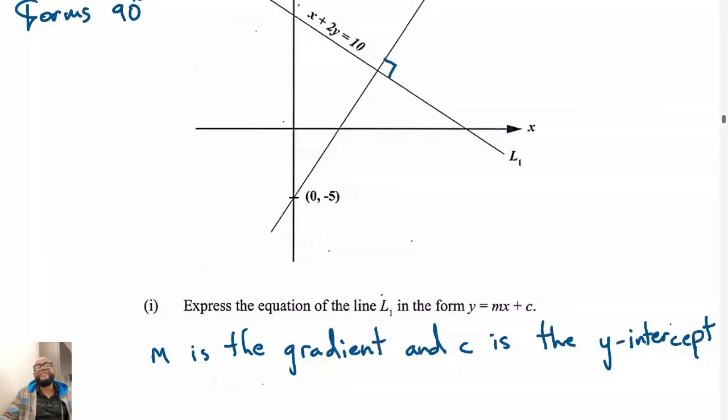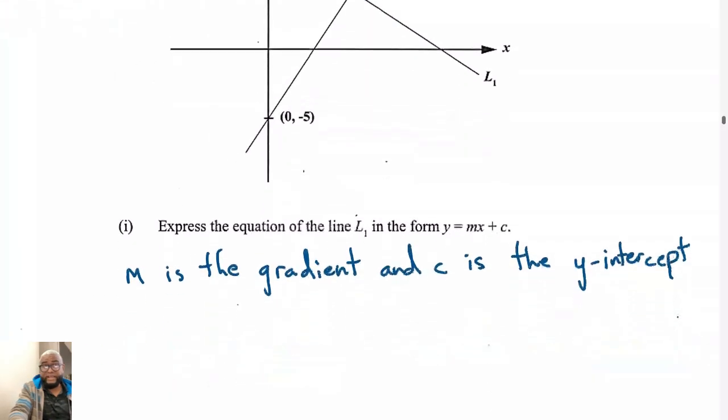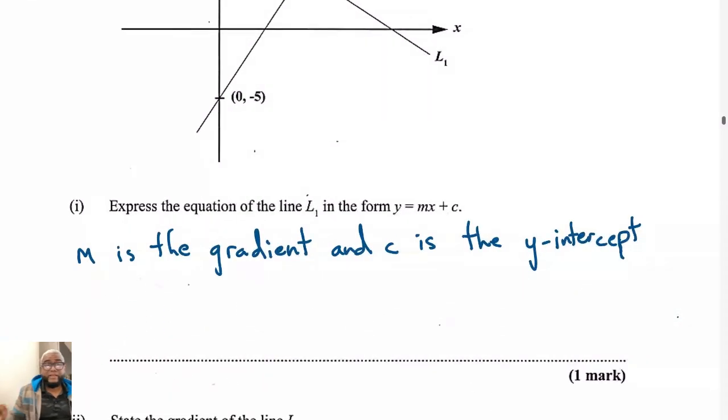Someone looking like I never see this before, boy. High pressure. Right? I haven't done this topic yet in the Saturday morning class, so better come in, eh? Right? Okay, so m is the gradient and c is the y-intercept.